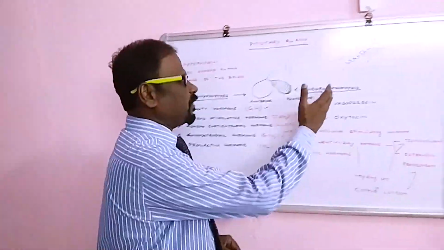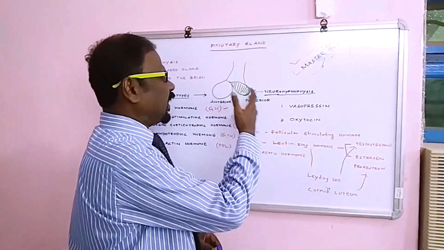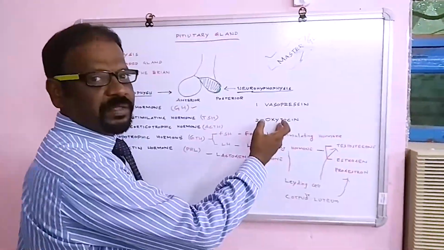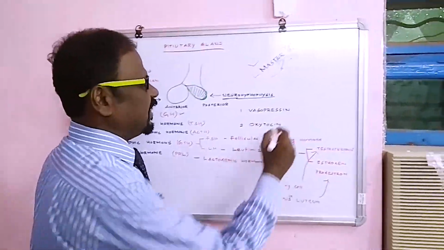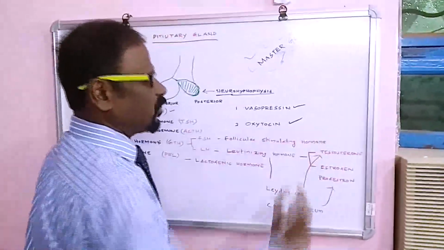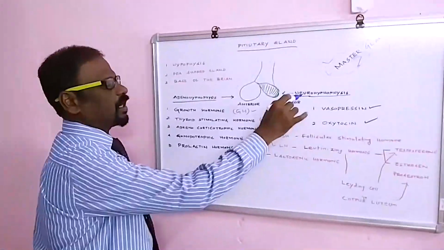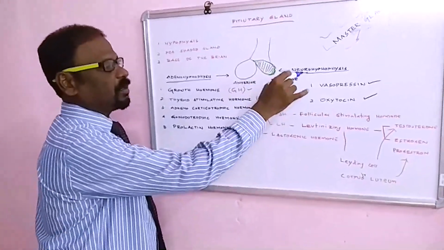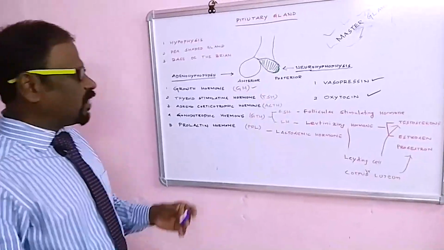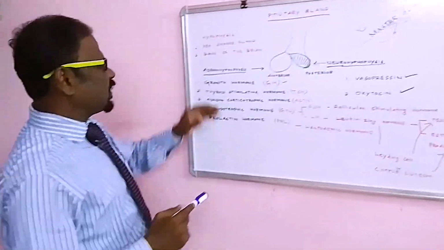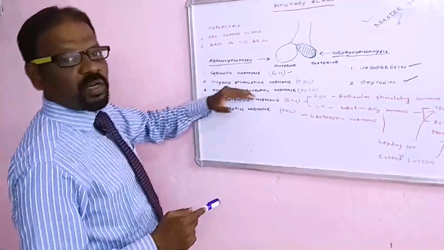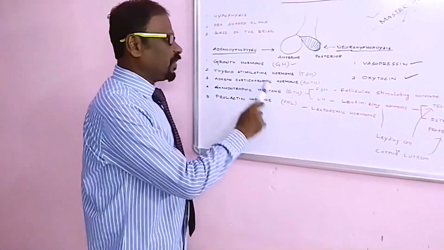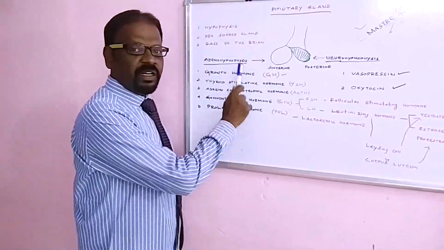And the neurohypophysis, the posterior lobe of the pituitary gland, secretes two hormones: vasopressin and oxytocin. So these two hormones are secreted by the posterior lobe of the pituitary gland, the neurohypophysis. Now let us see one by one the role of the growth hormone, the thyroid stimulating hormone, the adrenocorticotrophic hormone, all the hormones, and how they are playing their roles.